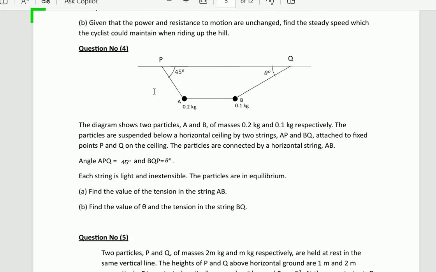Question number 4 is: the diagram shows two particles A and B of mass 0.2 kg and 0.1 kg respectively. The particles are suspended below the horizontal ceiling by two strings AP and BQ attached to the fixed points P and Q on the ceiling. The particles are connected by a horizontal string AB. Angle APQ is equal to 45 degrees and angle BQP is equal to theta degrees.